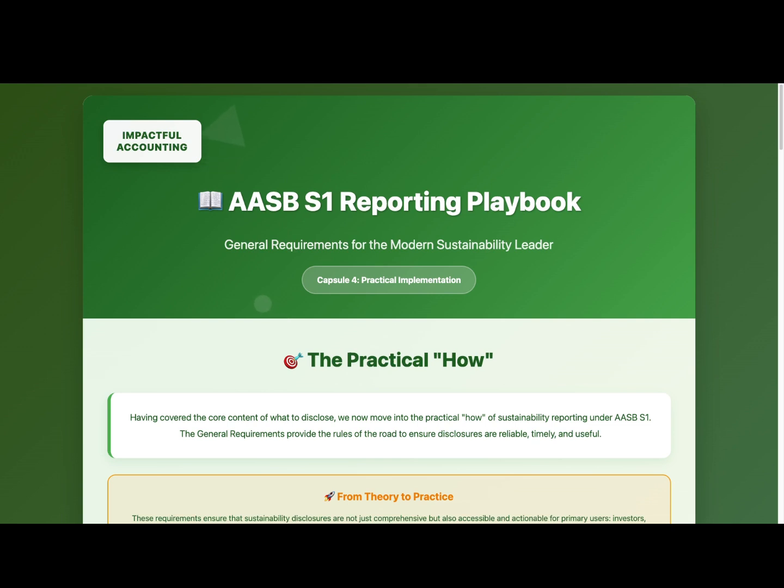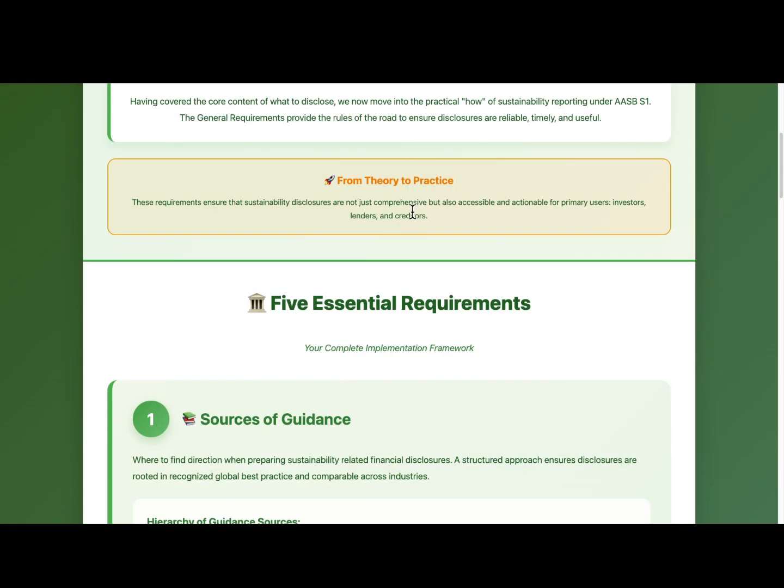Today we're going to look at the practical implication of the standard. Having covered the core content of what to disclose, we now move into the practical how of sustainability reporting under AASB S1. The general requirements provide the rules of the road to ensure disclosures are reliable, timely, and useful. These requirements ensure that sustainability disclosures are not just comprehensive, but also accessible and actionable for primary users: investors, lenders, and creditors.